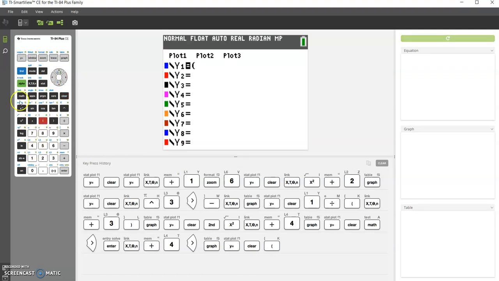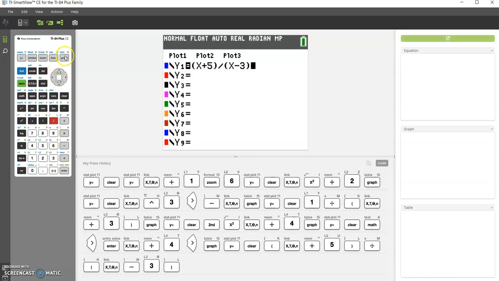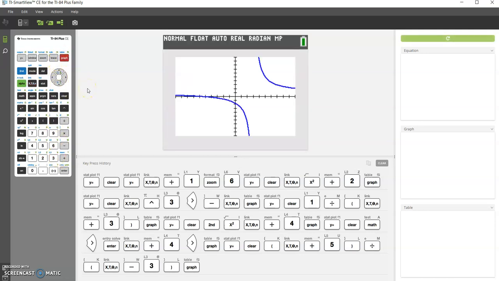Parentheses x plus 5 up top, close it, divided by parentheses x minus 3, close it, and then hit graph. And there you go. And then you can see that imaginary asymptote line, this time at a positive 3. And let me think if there's anything else. I don't think so, not that I can think of.